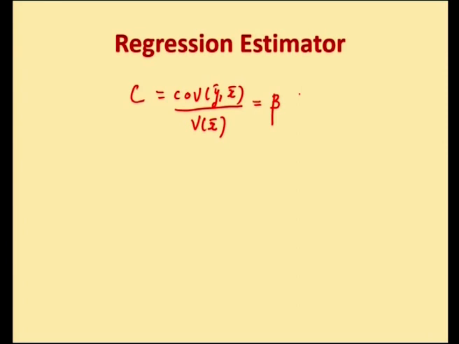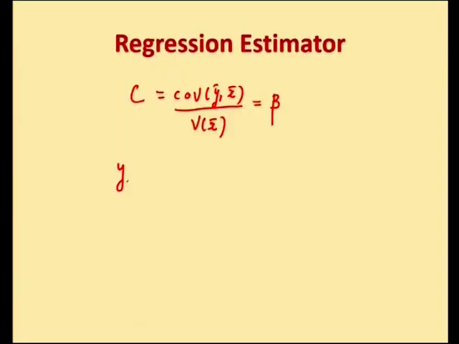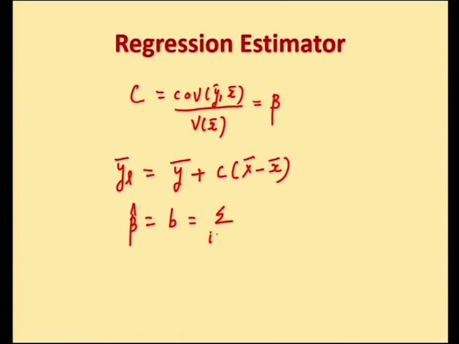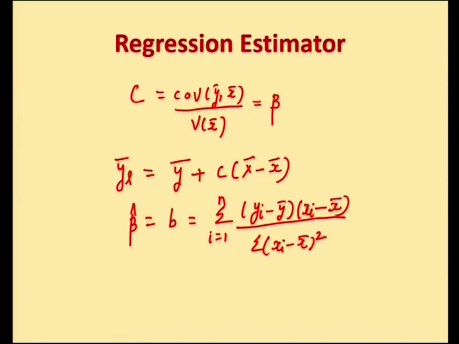Beta is generally not known and it is estimated based on the values of the sample. Now we define the linear regression estimator as YL bar, where L stands for linear regression, is equal to y bar plus c into capital X bar minus small x bar, and c is given by beta, the regression coefficient, which is estimated based on the sample values. It is given by beta cap is equal to b is equal to summation over i is equal to 1 to n of yi minus y bar into xi minus x bar, divided by summation of xi minus x bar the whole squared, which is the regression coefficient of y on x.